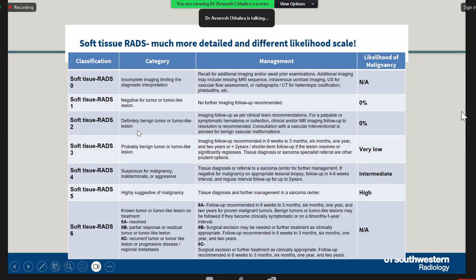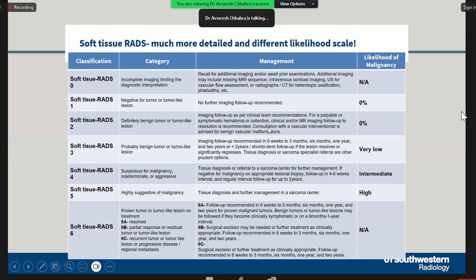For example, if you are definitely benign, previously it was as per clinical team recommendation. So you have that here, but then you also have, for a palpable or symptomatic hematoma or collection, clinical and/or imaging follow-up to resolution. This came from my fellowship at Temple. There was a radiologist from HSS who would always say that because he was burnt in a couple of cases. So we have that there.